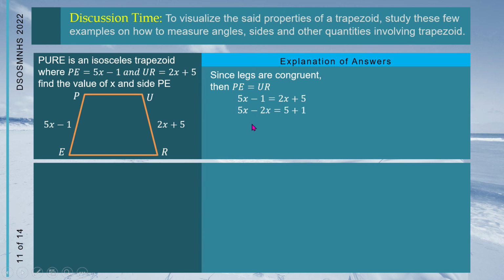So therefore, 5x minus 2x. Di man ang dikan minus 2x. Okay, ang positive 2x sa right side, balhin minus. Then equal to 5. Positive 5 man siya. Then ang minus 1 sa left side, inibalhin plus 1.